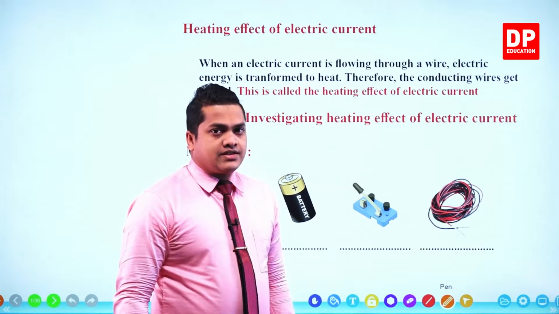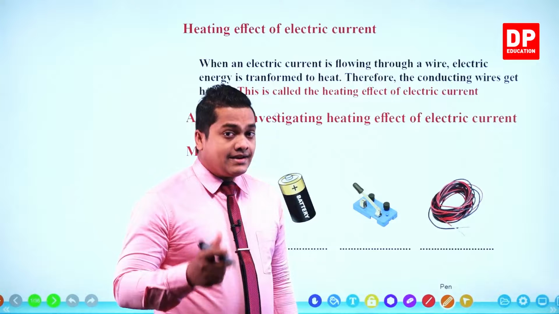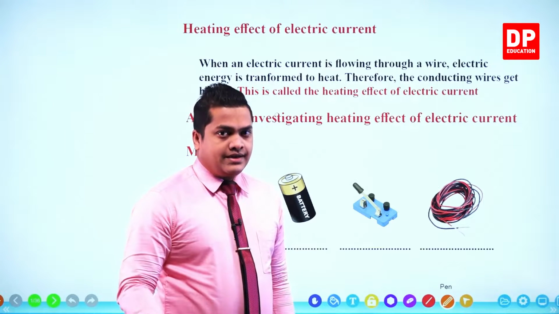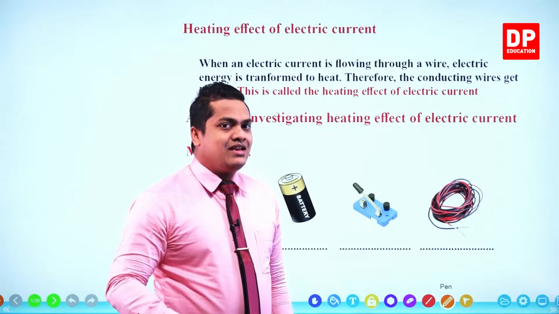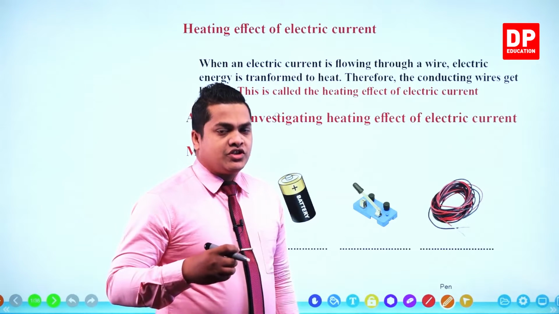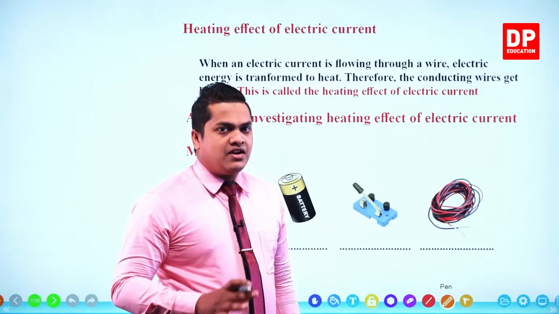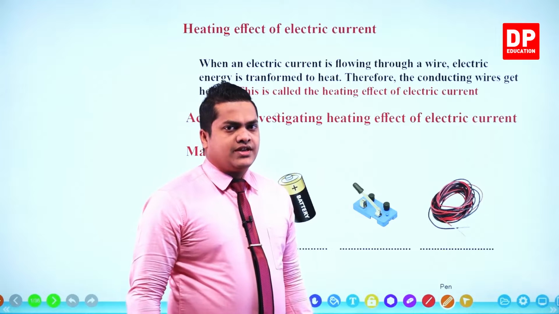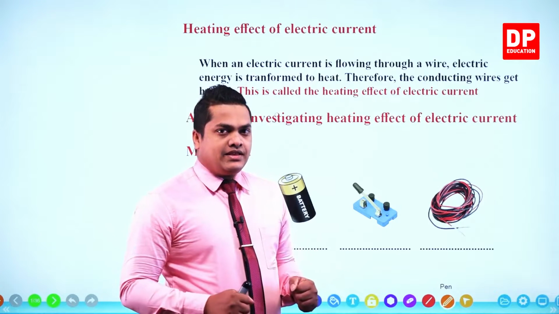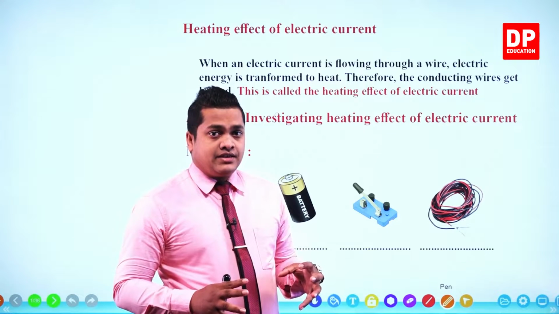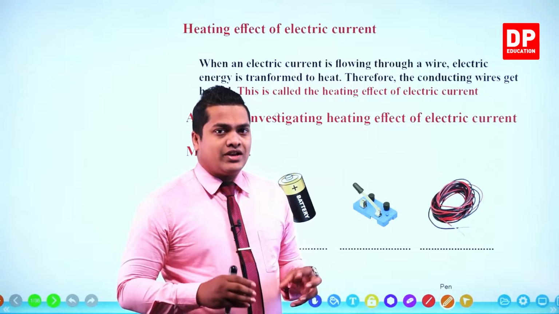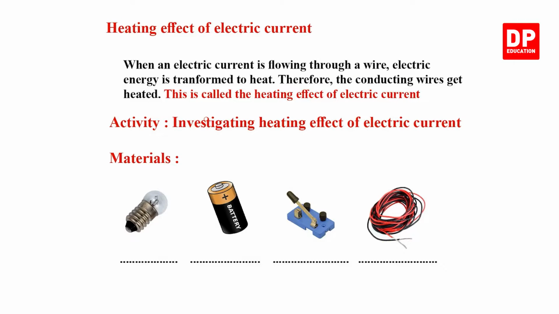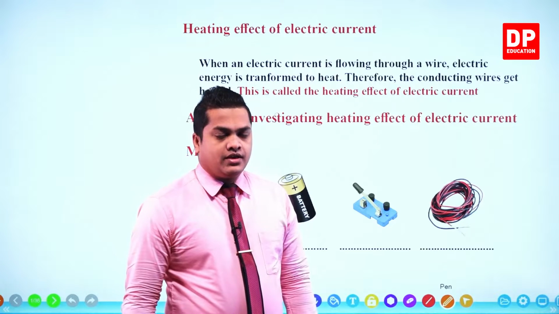Like in the earlier case, I told you that filament bulbs emit light energy, but the main energy conversion within a filament bulb is heat energy. It's because the filament contained within the bulb is getting extremely heated so that it can emit light energy. That's how the lighting effect works.